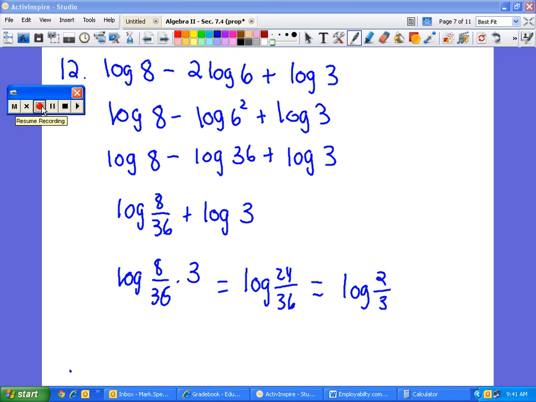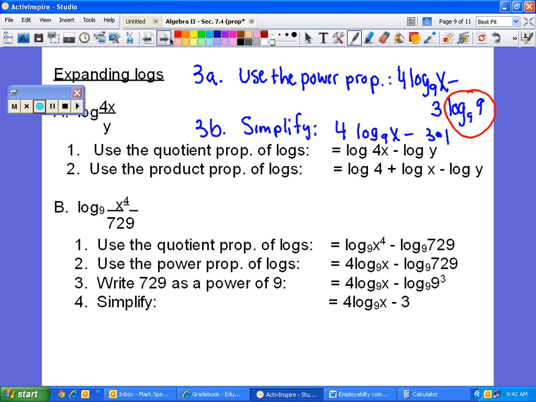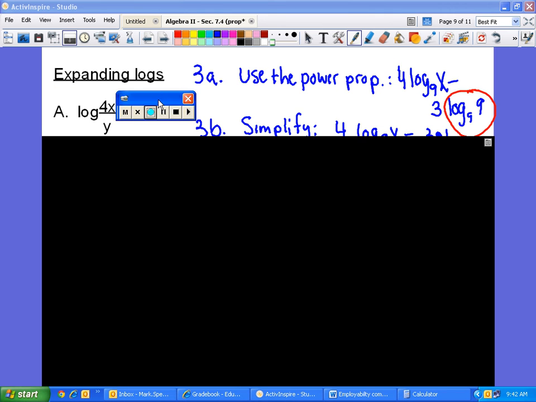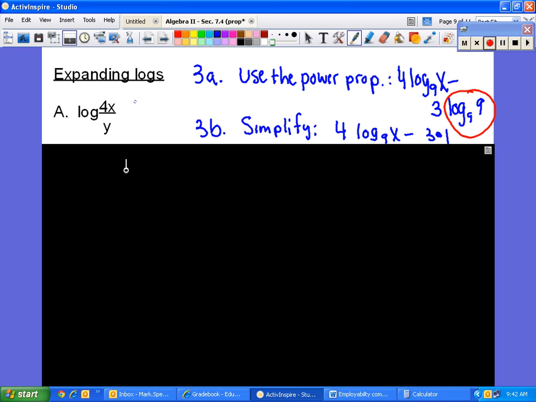Okay, so what we did Thursday is we learned how to simplify a logarithm. In other words, take several logs strung together and compress them into one. Today we're going to learn the opposite. We're going to learn how to expand a logarithm. In other words, we're going to start with 1, and we're going to end up with more than 1.